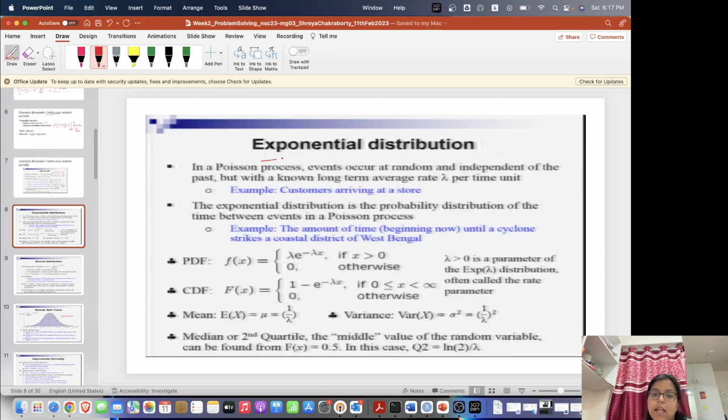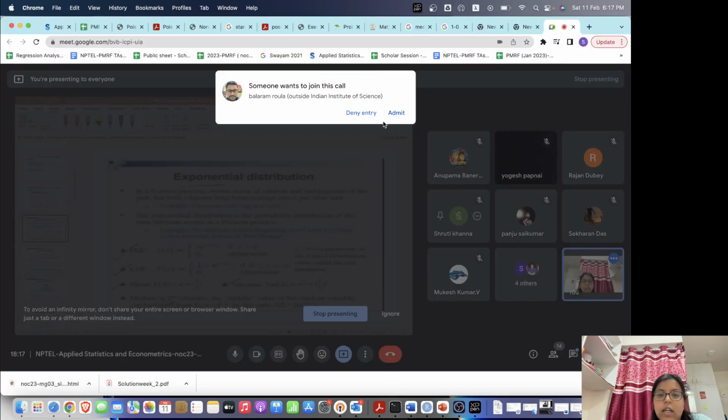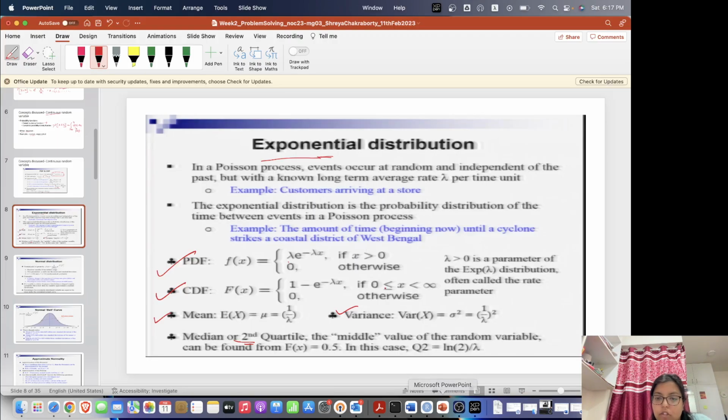and also it was discussed what we mean by an exponential distribution: the PDF, CDF, mean, variance, and median. So for the exponential distribution, please remember, if the parameterization is like this, then all of these will hold in the exact similar fashion. Any doubt?